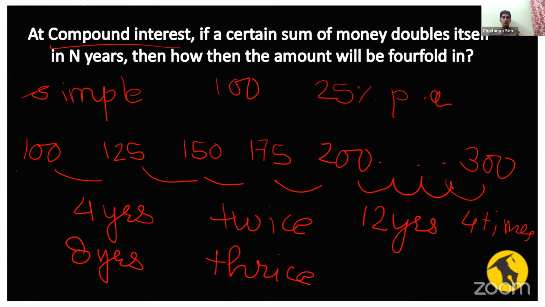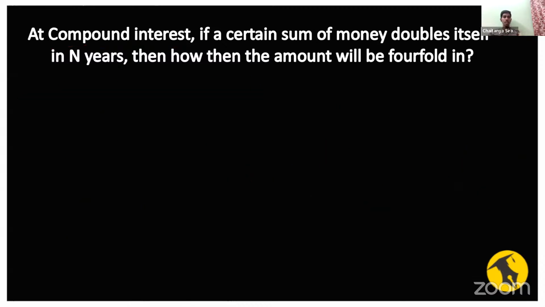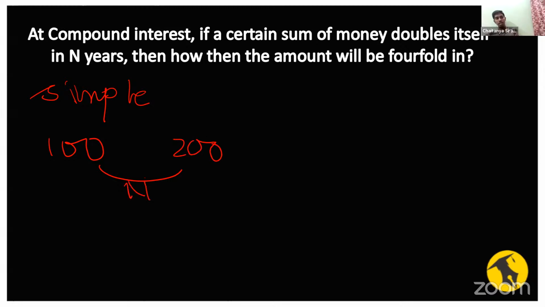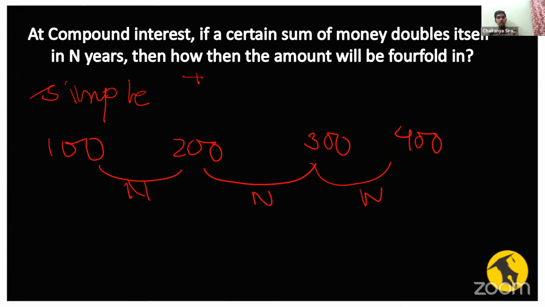All right. So the growth is linear in simple interest. Now, let's say for simple interest, 100 is doubling to 200 in n years. Then how many years would it take to go from 200 to 300? Again n years, and again n years for 400. So in this way, for simple interest, if doubling takes n, then for thrice, it is taking 2n.